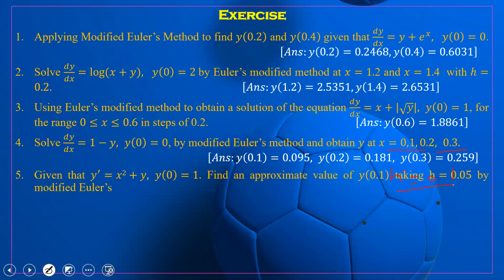Similarly, we can find this: y dash is equal to x square plus 1, with y of 0 equal to 1, which means x0 is equal to 0, y0 is equal to 1. Now we have to calculate the value of y at 0.1, with h is equal to 0.05. So we will first find the value of y at 0.05, and then in the second step we get the value at 0.1. In this manner, we are able to solve the questions.